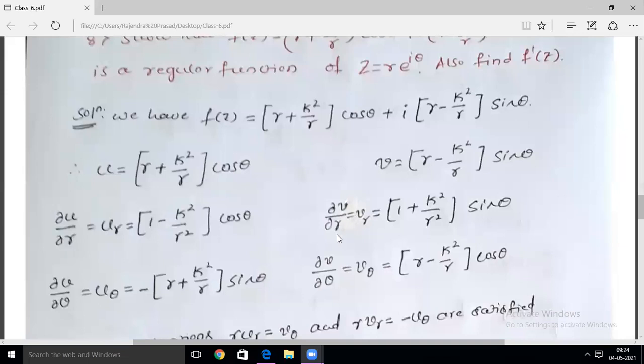Similarly, the v function with respect to r, theta treated as a constant, right? So the derivative of r is 1, and the derivative of 1 by r is minus 1 by r square. So minus into minus gives plus 1 by r square. K square is the constant. Sin theta is kept as it is because we differentiate with respect to r partially, so theta is treated as a constant.